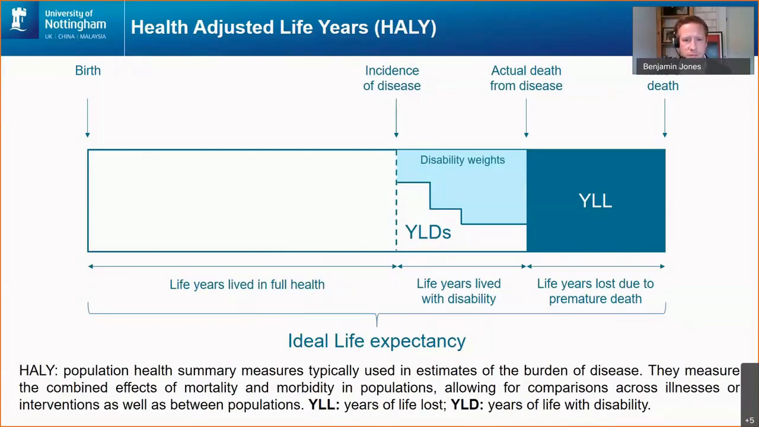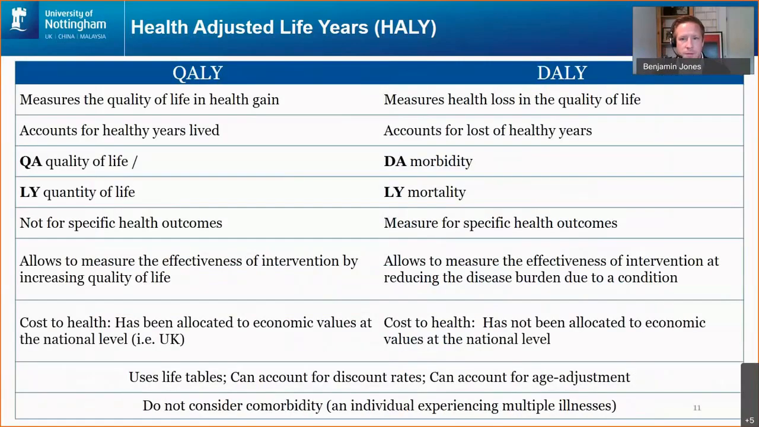So just two acronyms you need to hold in your head as we go forward. YLL is years of life lost, and YLD is years of life with disability. So there are two key health adjusted life year metrics in use today. The first is the QALY and the second is the DALY, and different organizations and different countries and different organizations within countries tend to use one or the other.